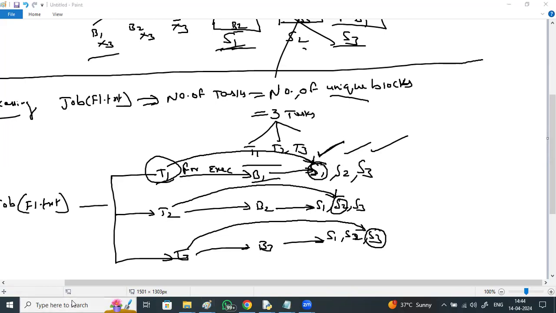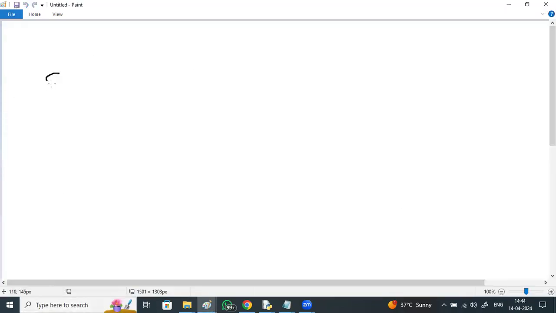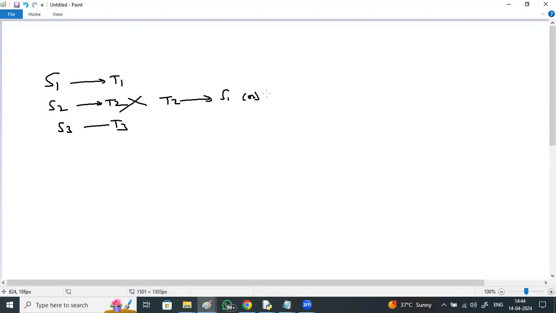So here, again, observe this. S1 is executing T1 task. S2 executing T2 task. S3 executing T3 task. Suddenly this S2 is down. Then the T2 task should be assigned to S1 or S3. What is the criteria for to whom it has to be assigned?